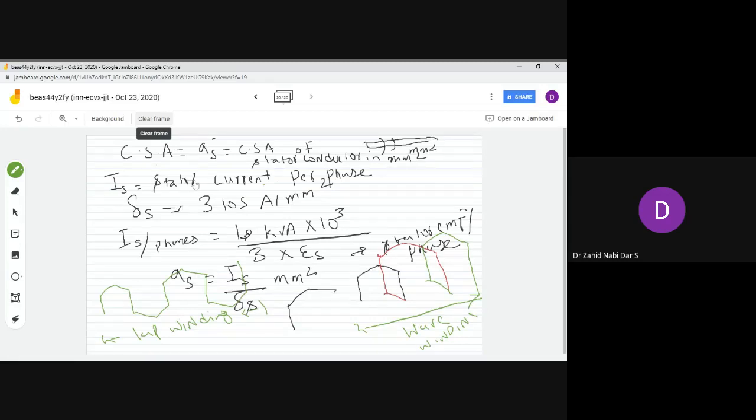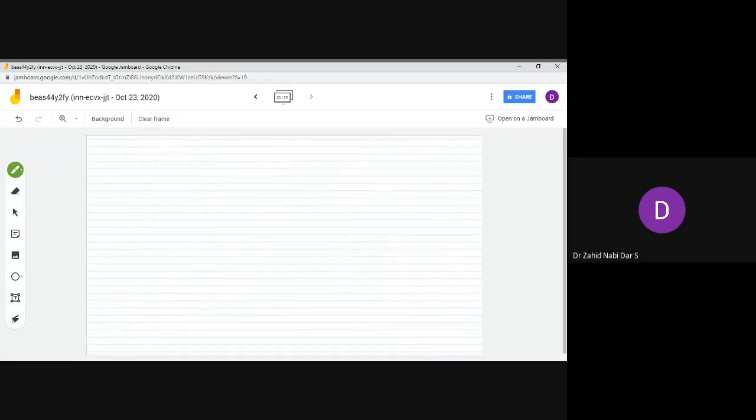Now, for larger machines, winding with open slots is used. Larger machines prefer double layer winding as it causes a decrease in copper loss. What we use is a single layer winding, in which you have a single layer, and then you have a double layer winding. I'm not able to draw it here properly.